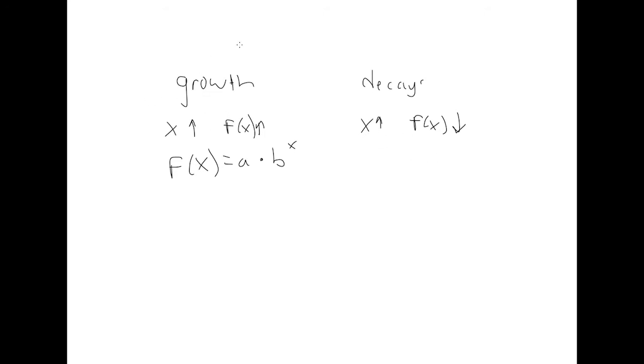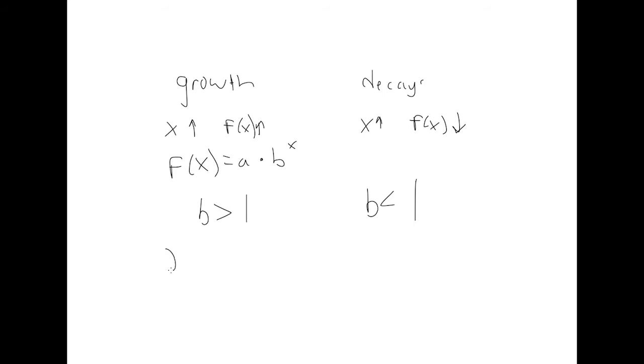Now, when does a growth situation happen? Well, if b is greater than 1, then growth will happen, and I'll explain why in a second. And if b is less than 1, then decay will happen. Now, why is that? Well, if b is greater than 1, you can imagine you're going to be increasing your value every time you multiply by b, right? So if you increase your x value, you're going to be multiplying by b more, right? And that will therefore increase your f of x because b is more than 1, right?